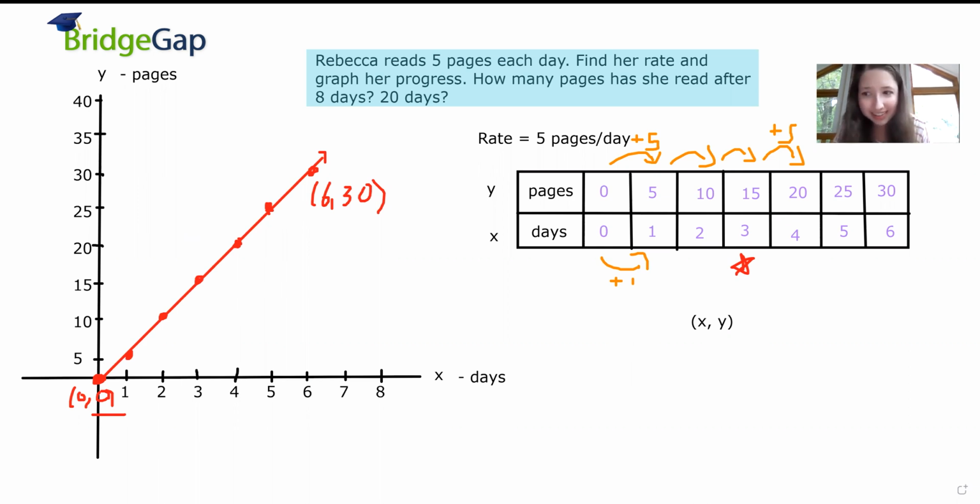Now you may be thinking, what exactly is a slope? What does it mean? Well, the slope is actually the rate, the unit rate of the scenario. So 5 pages each day. So as we look here, as we go up one day, we go up 5. Up one more day, up 5. And it's kind of like a staircase. So as we go 1 here, we go 5 up, 1 here, 5 up, 1 here, 5 up. That is our rate.